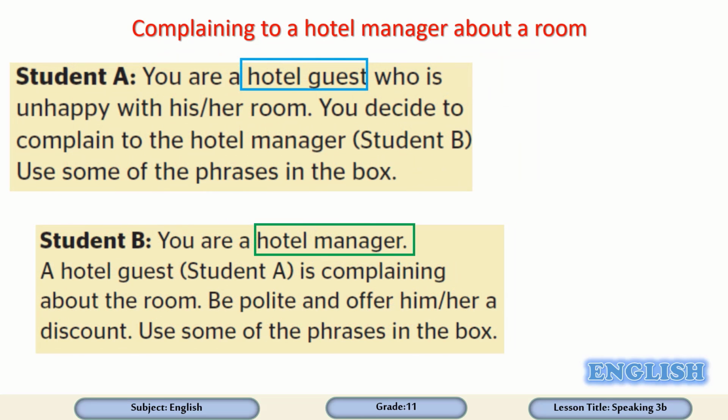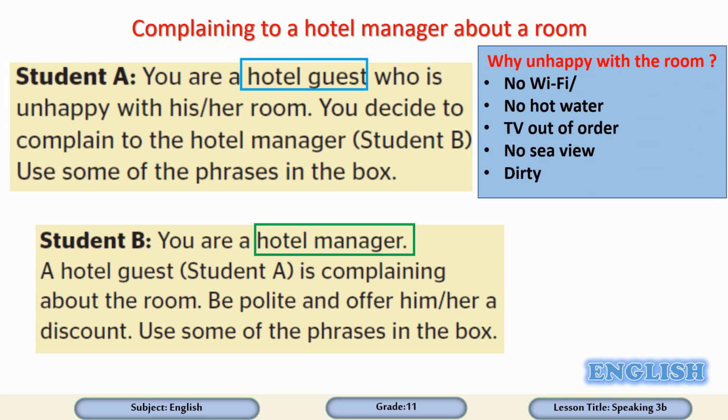Let's think about what may make a guest unhappy with his or her room. It can be a problem of Wi-Fi: there is no Wi-Fi in the room. Or there is no hot water in the room. Or because the TV is out of order. Or maybe he or she booked a room with a sea view or ocean view, but got a different room. Or maybe the room was dirty. Or maybe more than one of these reasons.